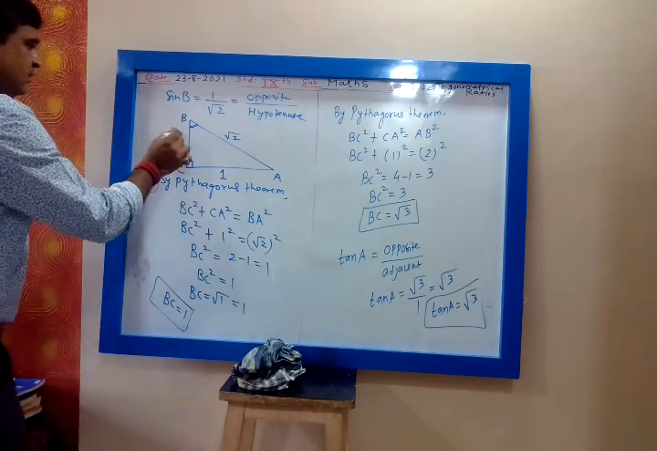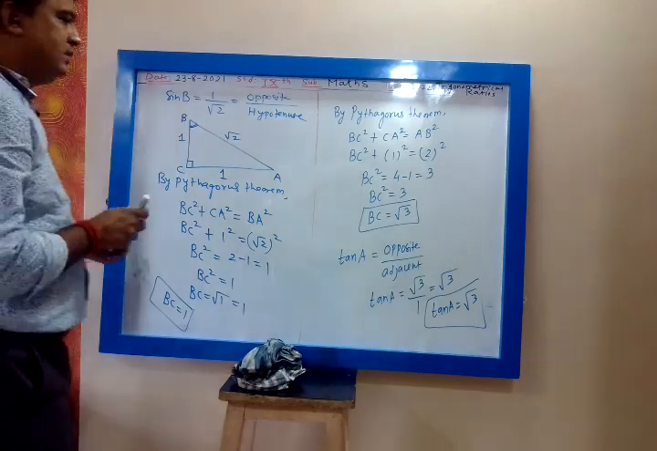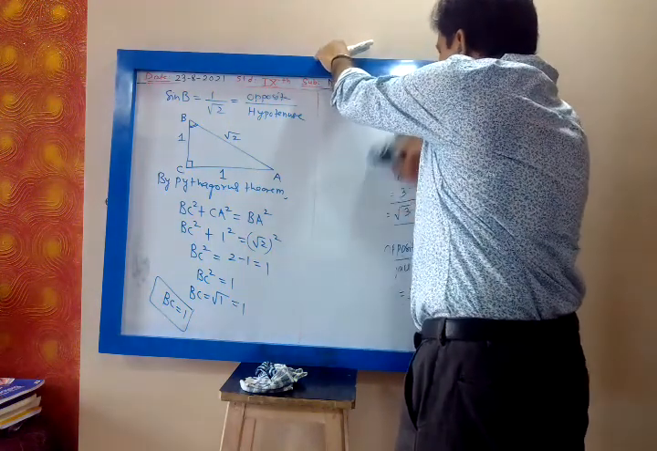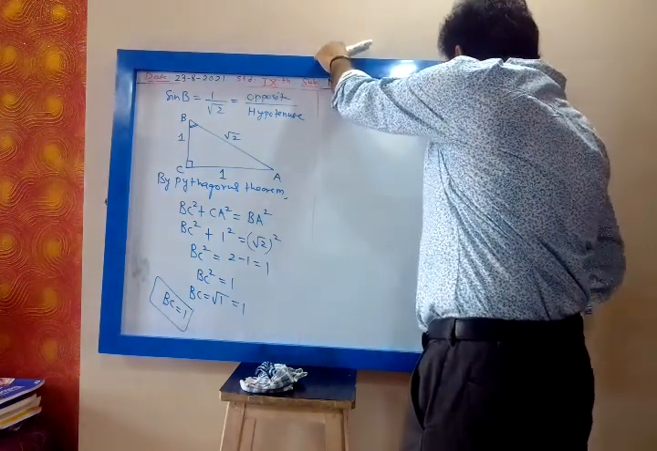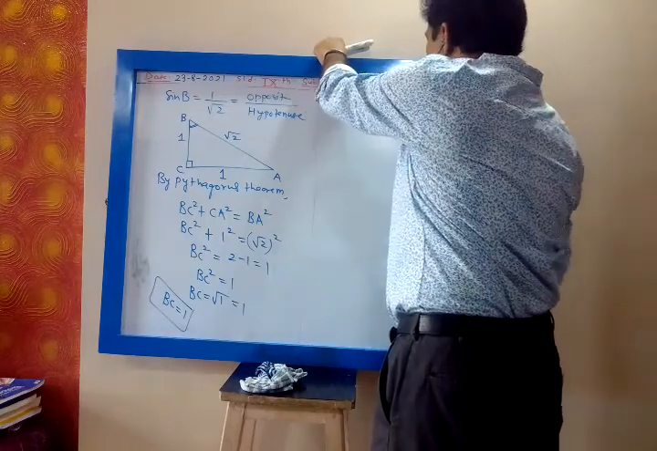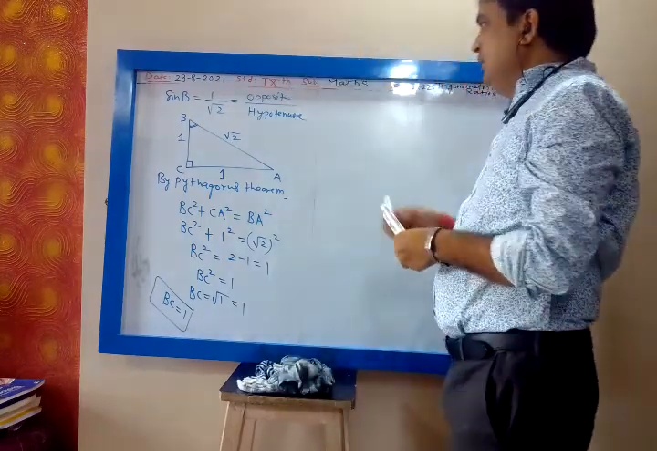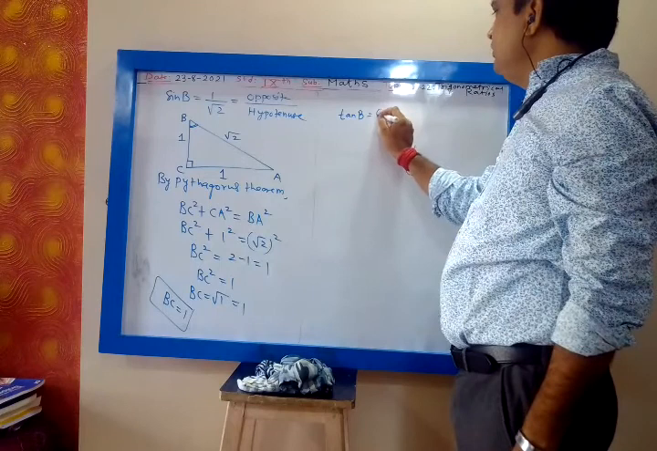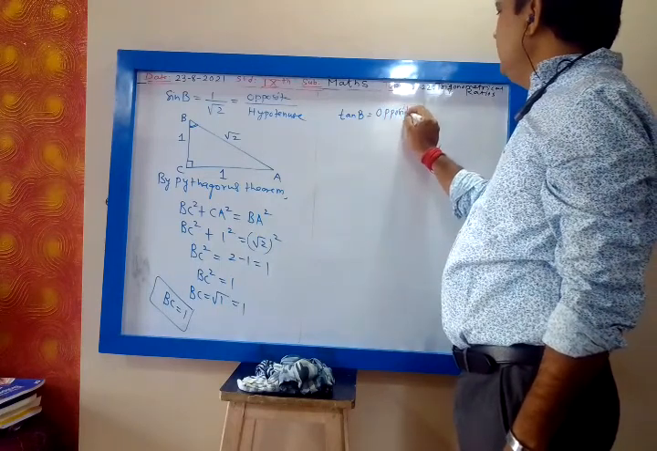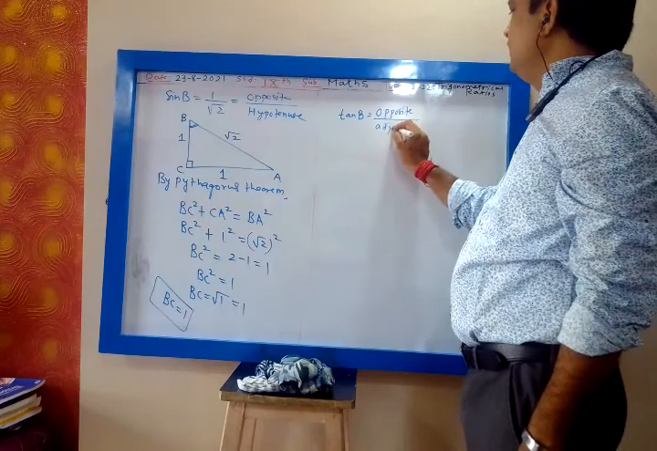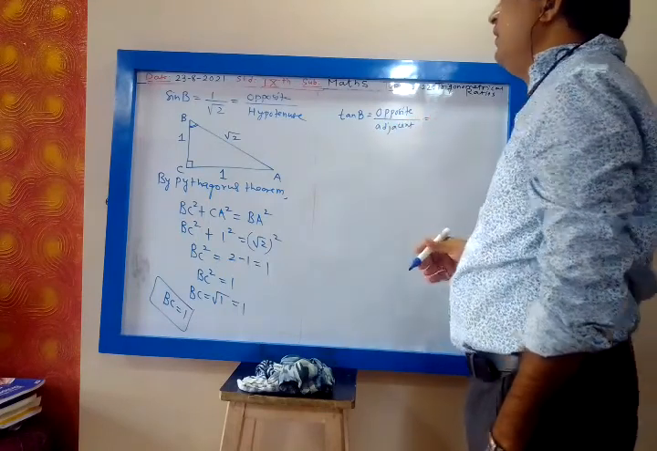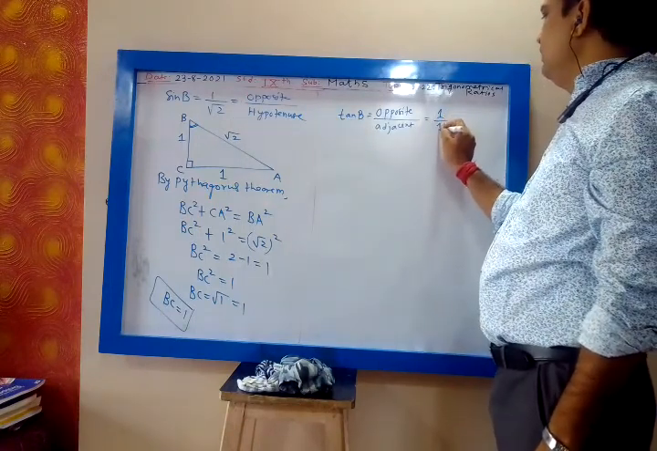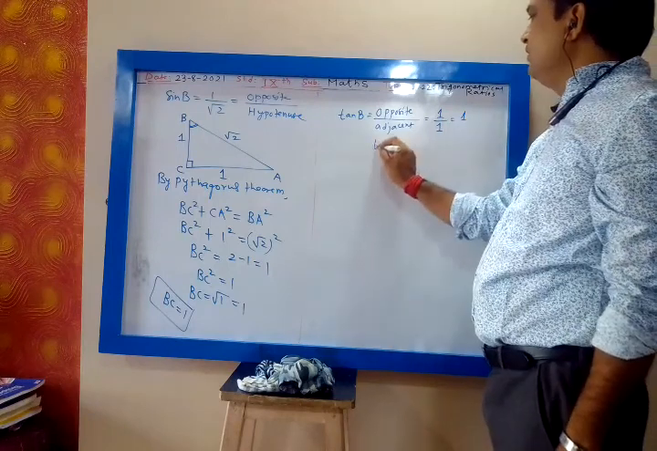BC is 1. Now you want to find tan B. Yes, tan B is opposite upon adjacent. Opposite of B is 1, 1 upon 1, that is 1. So tan B is 1.